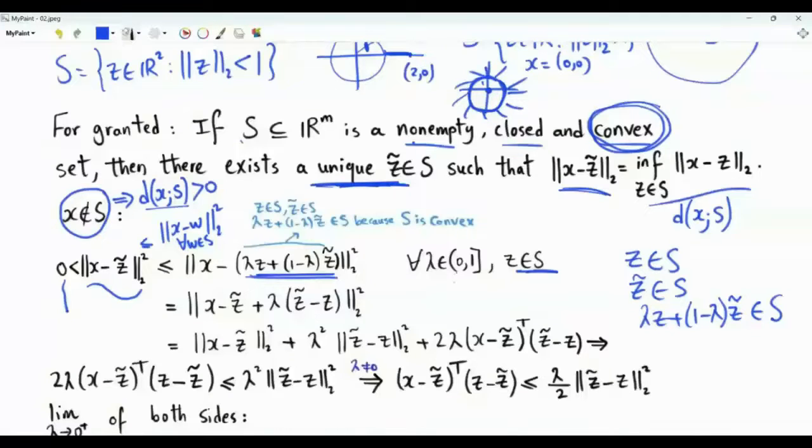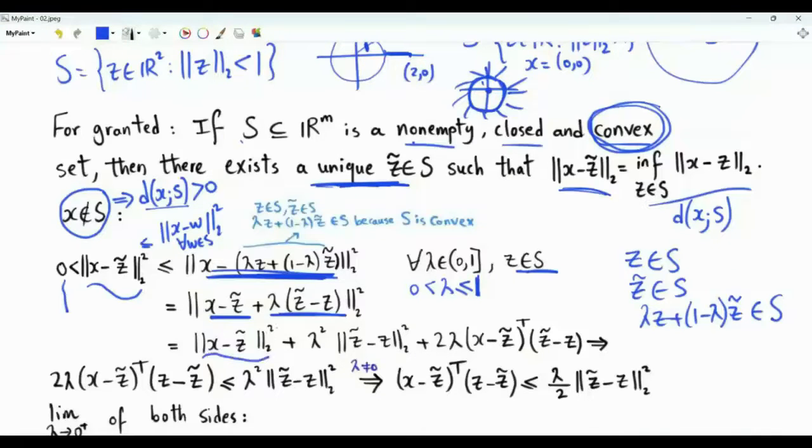Here I will exclude 0 for a reason that will become obvious shortly. So I will take lambda to be strictly greater than 0, less than or equal to 1. Rewrite this term here as x minus z tilde plus lambda times z tilde minus z. Expand this L2 norm squared.